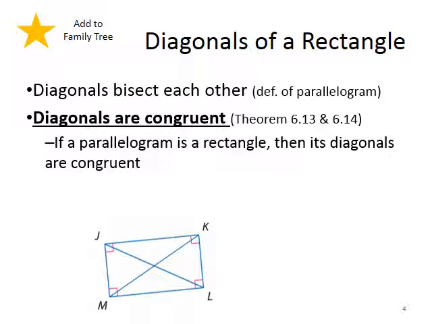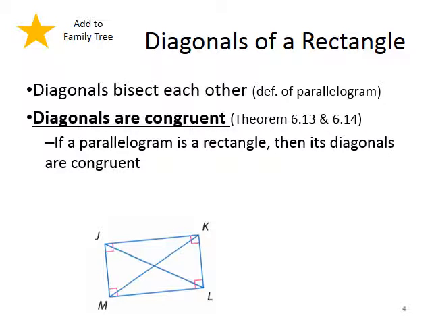The first one is, if you know a parallelogram is a rectangle, then you know its diagonals are congruent. Like you see in the diagram here at the bottom, JKLM is a rectangle because we see it has four right angles. So automatically we know that the diagonals JL and KM are congruent to each other because it's a rectangle.